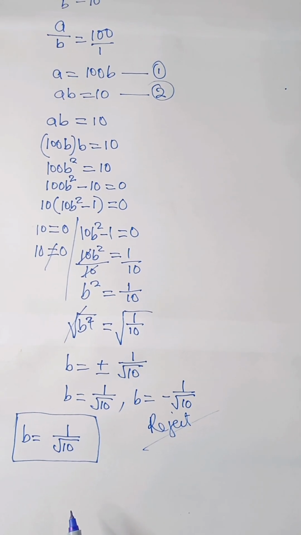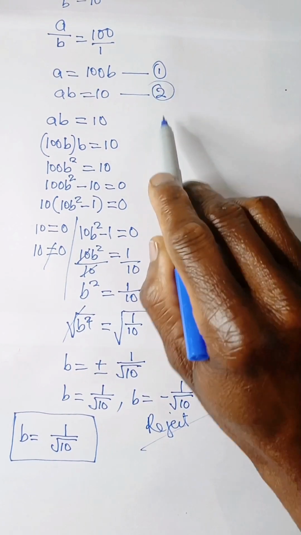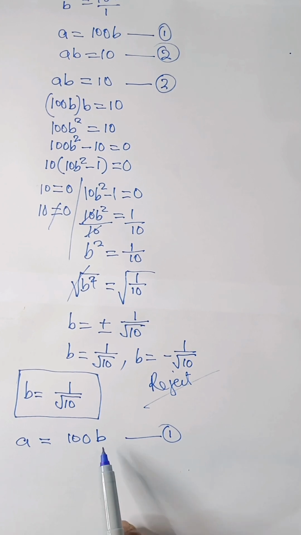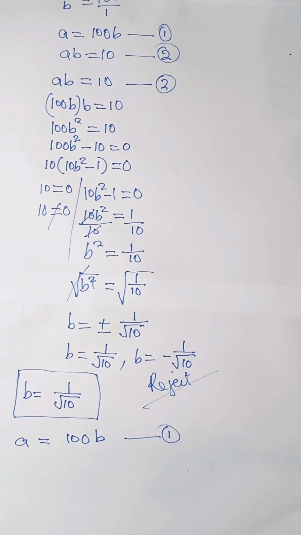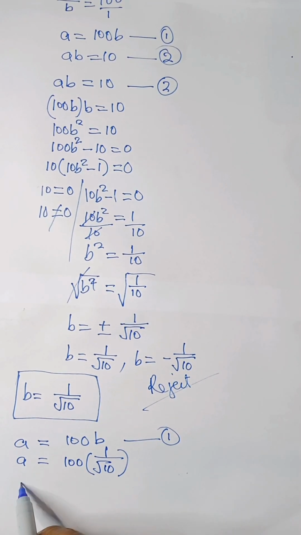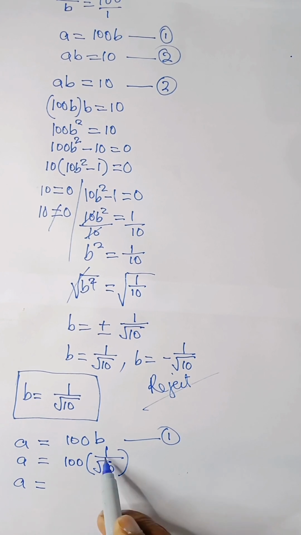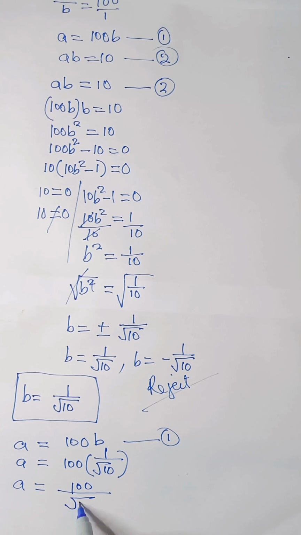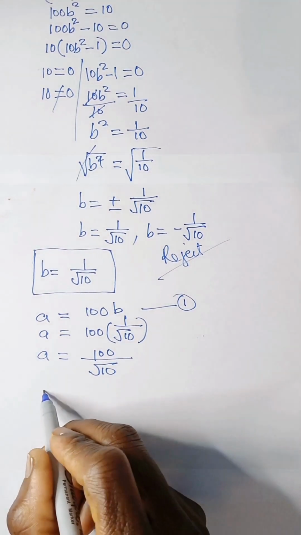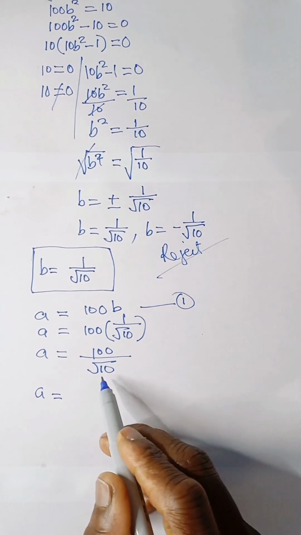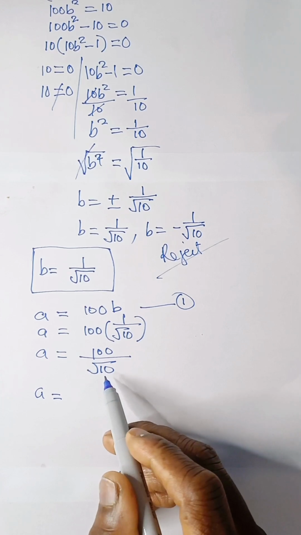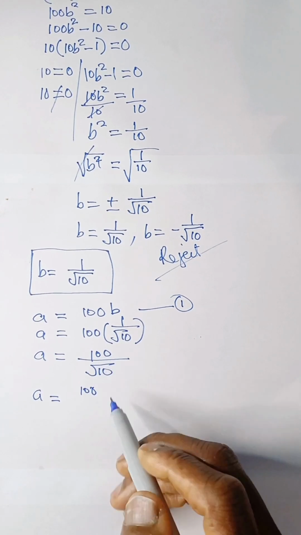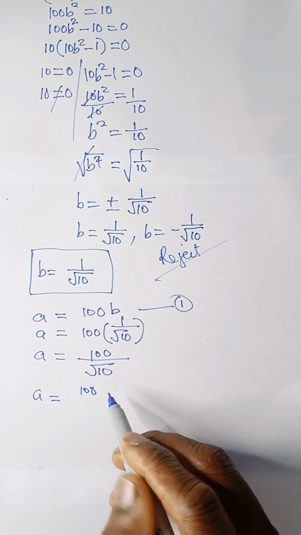Now let us find the value of a using either equation 1 or equation 2. Let us use equation 1. Here we have equation 1. We will replace b with 1 divided by the square root of 10. We have that a is equal to 100 times 1 will give us 100 divided by the square root of 10. So we have a is equal to, here we will rationalize the denominator. So here we have 100. We multiply the numerator and the denominator by the square root of 10.